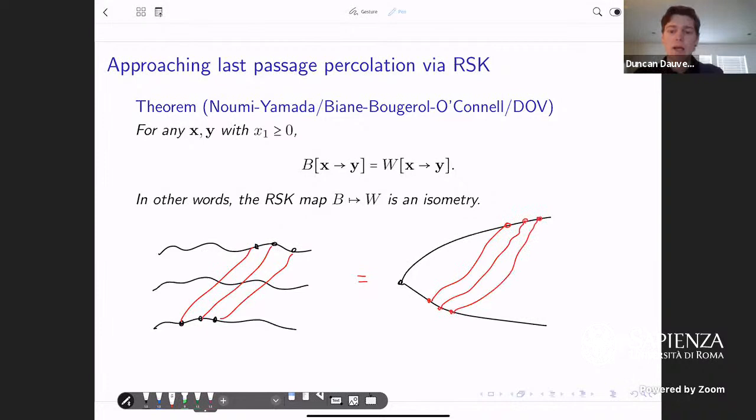And in fact, this is one way you can characterize what this map is. So it's the unique map which takes a collection of arbitrary functions, spits out a collection of ordered functions, and preserves all multipoint last passage values across the two sets of functions. So this is also, in addition to being a very interesting property, a characterization of this map.